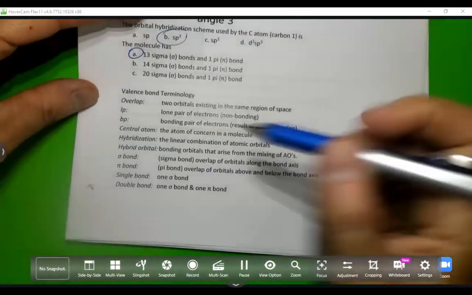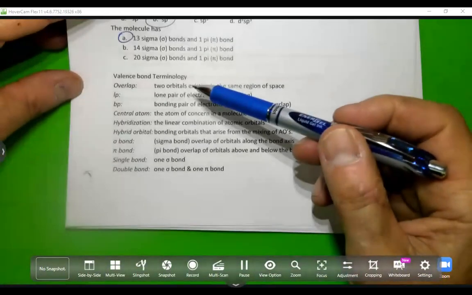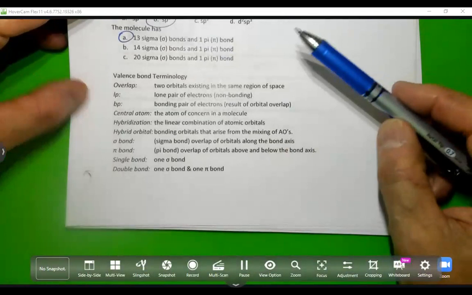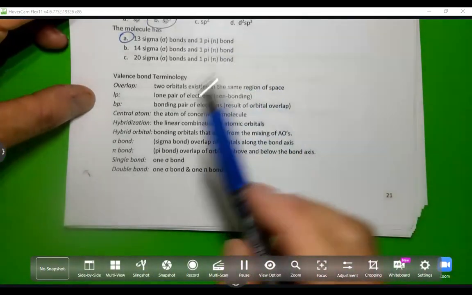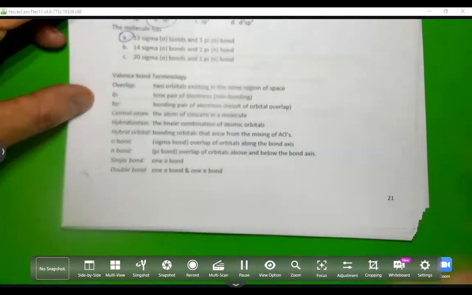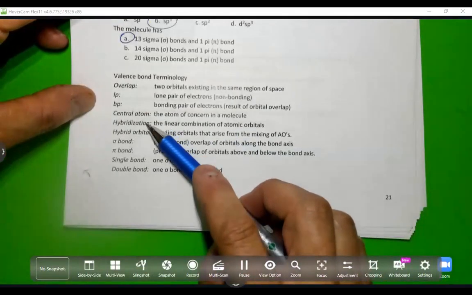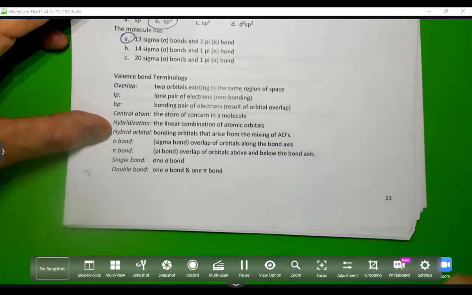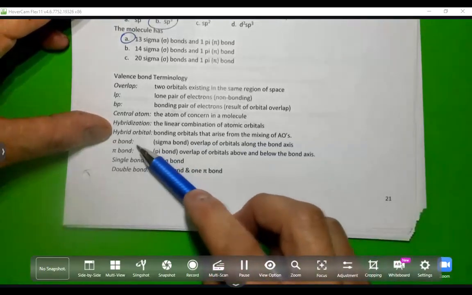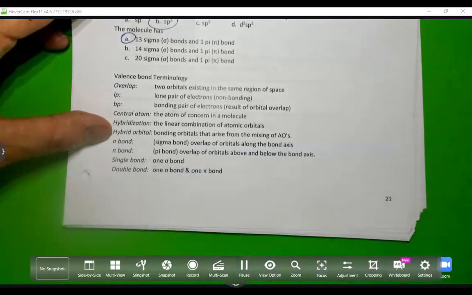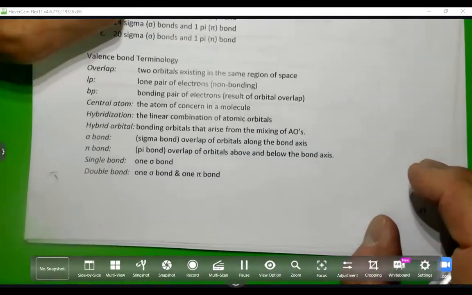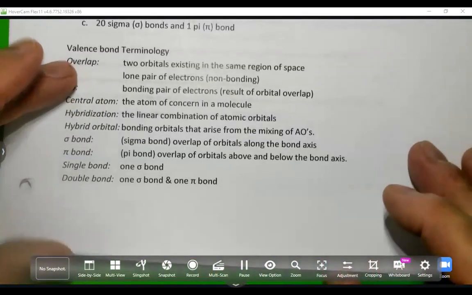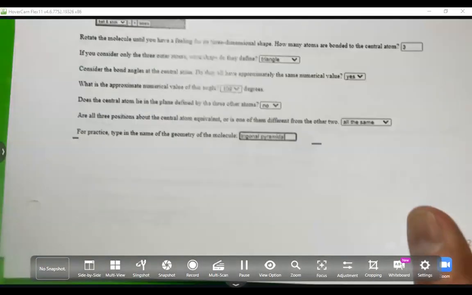Okay. Here's some valence bond terminology. Overlap, 2 orbitals existing in the same region of space. You could have a lone pair, bonding pair, central atom, hybridization, hybrid orbitals. Sigma bond, pi bond, single bond, double bond. Hopefully triple's on the next page because a triple is going to be a sigma and 2 pi's, right? Triple is going to be a sigma and 2 pi's.